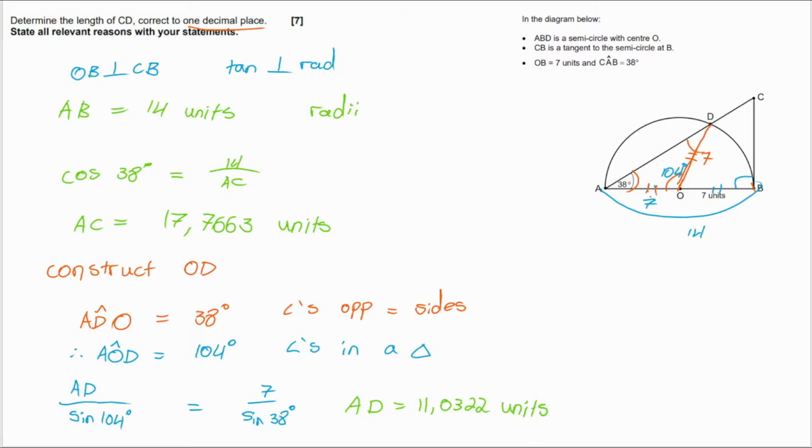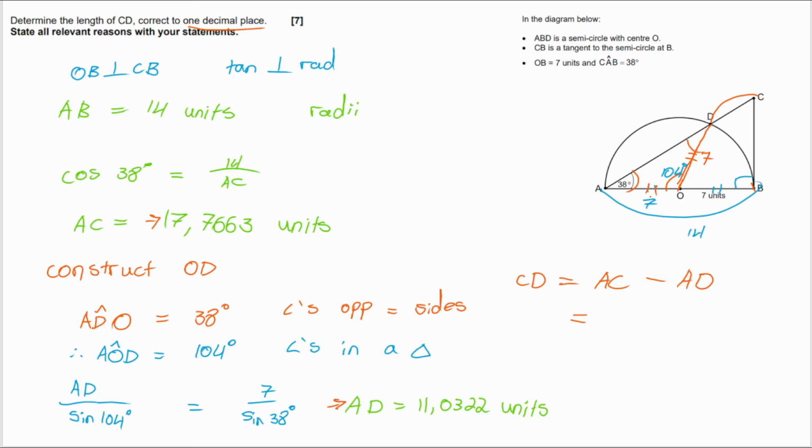Okay, so we have that. We can say that CD, this thing over here, is equal to AC, the total length, minus AD over here. So therefore CD is equal to, we're just going to put this and this in our calculator.